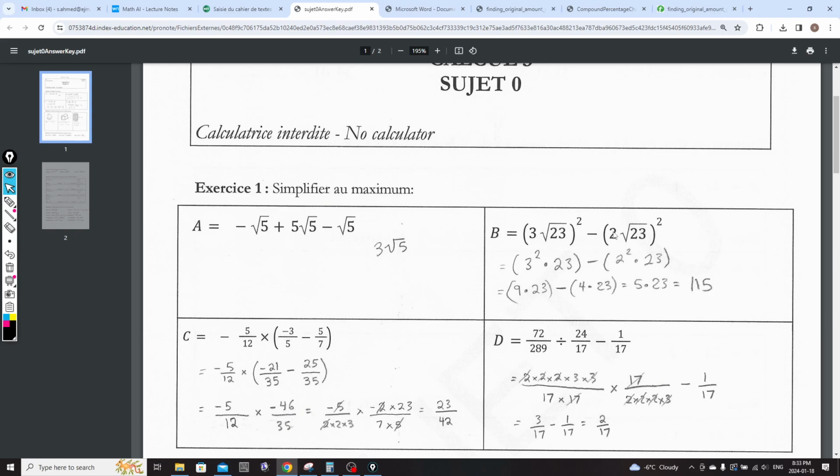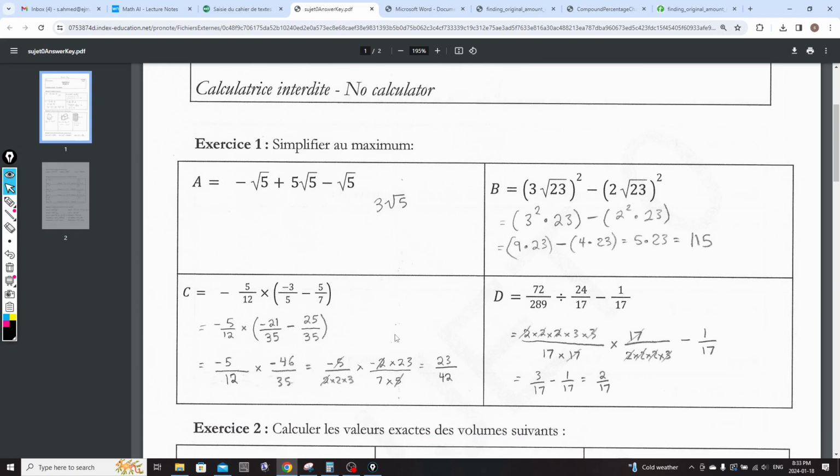Same thing happens over here. You've got 2 to the power of 2, and then you've got 23 on this side. Now, this comes out to 9 times 23 minus 4 times 23. Again, if you think of 23 as being a variable, that's the same thing as saying 9x minus 4x. Well, what's 9x minus 4x? Well, that's 5x. Okay, it's not x, it's 23, so 5 times 23. Well, 5 times 23 is 115. Okay, let's move on to this question right here.